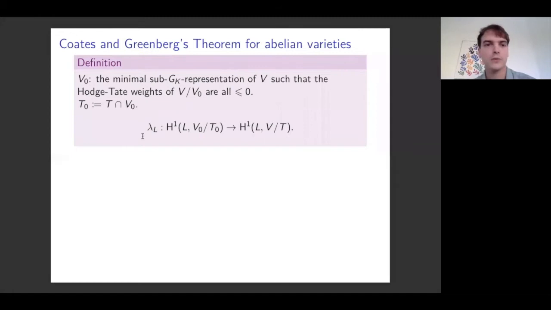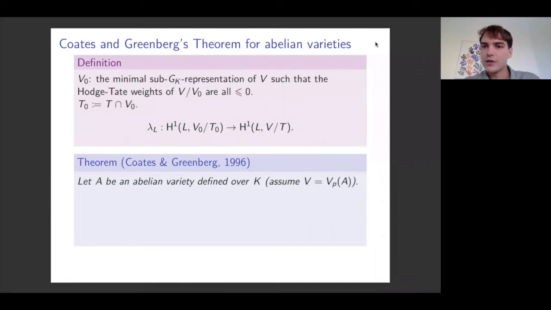And so now the result of Coates and Greenberg is the following. Take an abelian variety defined over K. I will talk about the map lambda L. I'm thinking about V being equal to this V_p A. Then if L is a perfectoid field, the image of this map lambda L is equal to the image of the map kappa L.